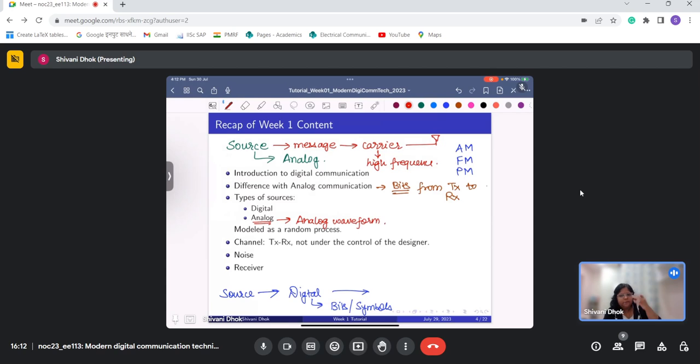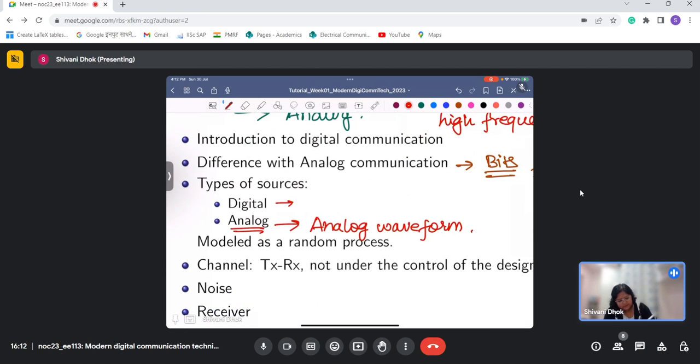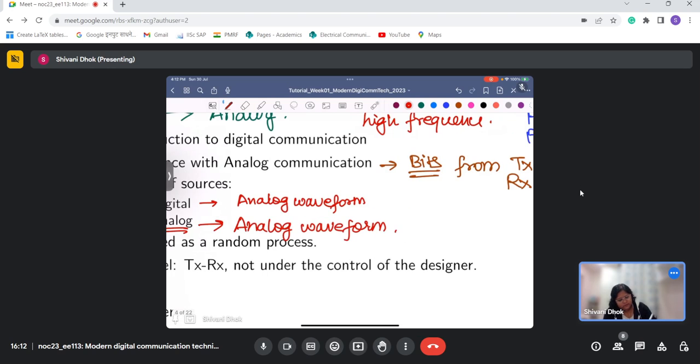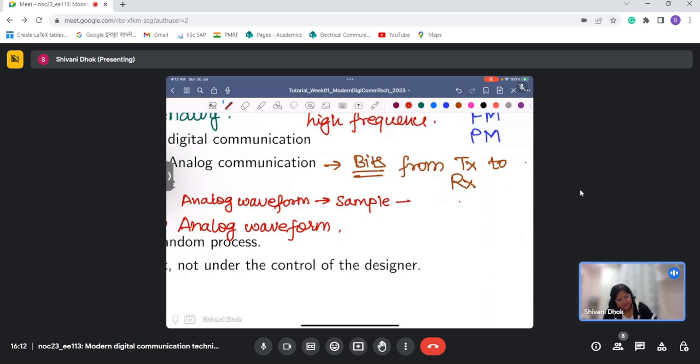And this analog waveform can be my voice or any unprocessed image or anything, or some other data which is not sampled properly. Whereas this digital source, what it does is it takes the analog waveform, it samples it, then it quantizes it.